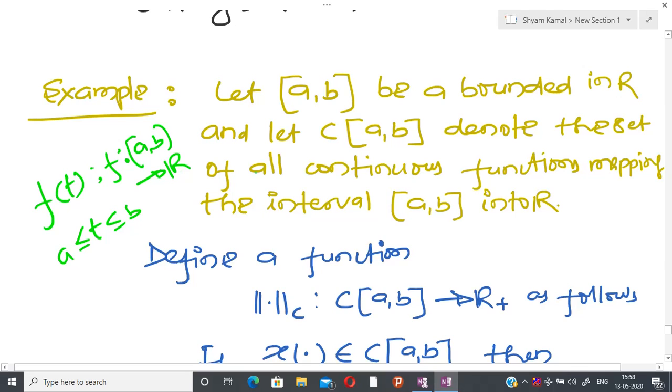So, in this function I'm assuming a continuous function. We know the meaning of a continuous function, at least in one-dimensional space: if the left-hand limit, the right-hand limit, and the limit at that point are the same, then we say the function is continuous.